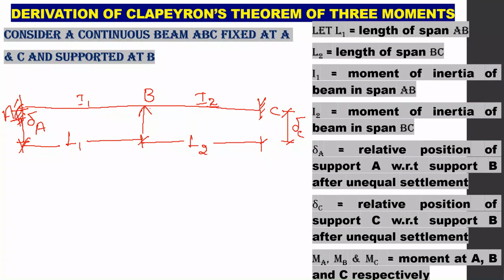Now, MA, MB and MC are the moments at A, B and C respectively. Since the supports A and C are fixed supports, we will have moments at A, we will have moment at C, and at all intermediate supports we will have moments. So B is an intermediate support, we will have moment at B also. So our aim is to find the relationship, how to derive the relationship between these three moments.